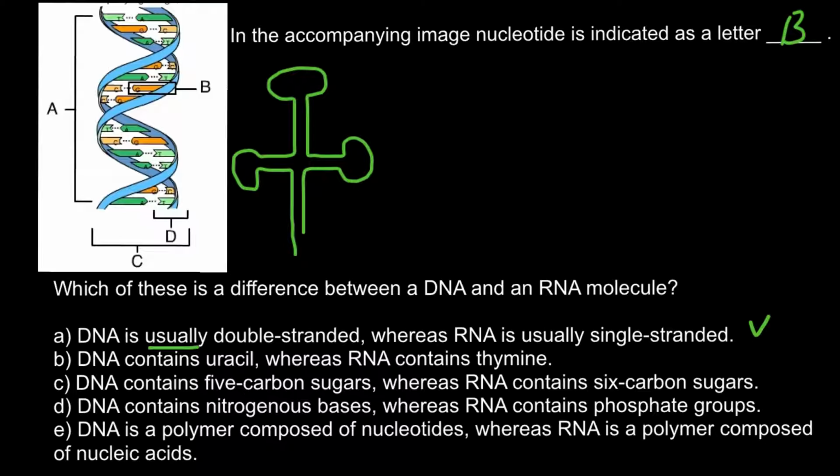So next, answer B. DNA contains uracil, whereas RNA contains thymine, and this is not true, because DNA contains thymine and RNA contains uracil. Next answer C. DNA contains 5 carbon sugars, whereas RNA contains 6 carbon sugars.